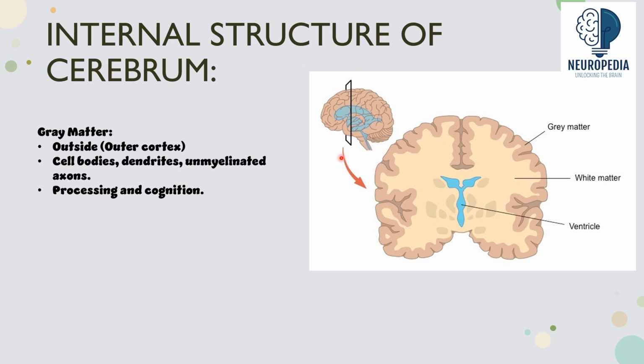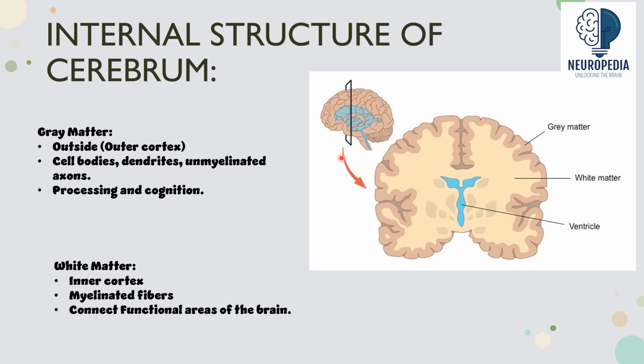White matter refers to the areas of the brain that primarily consist of myelinated axons, which are bundled together to form nerve fibers. The myelin sheath, a fatty substance produced by specialized cells called oligodendrocytes, gives white matter its whitish appearance. White matter serves as a communication network, transmitting signals between different regions of the brain. So its main function is to connect functional areas of the brain.